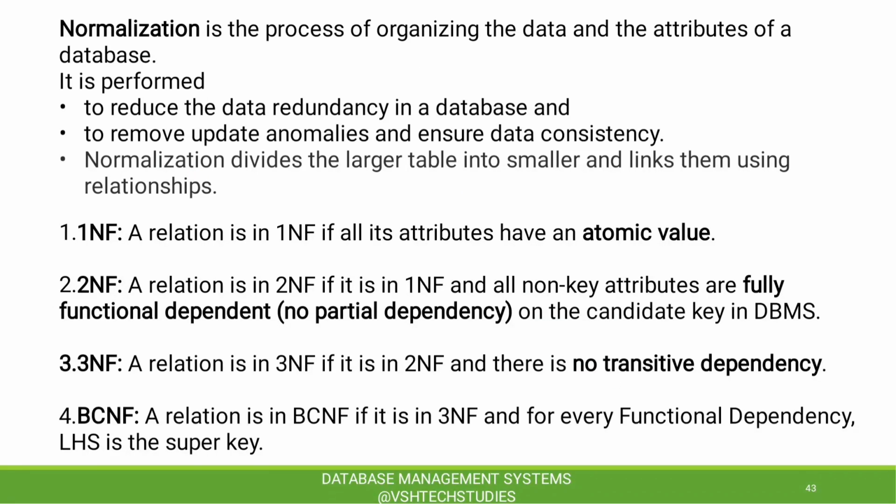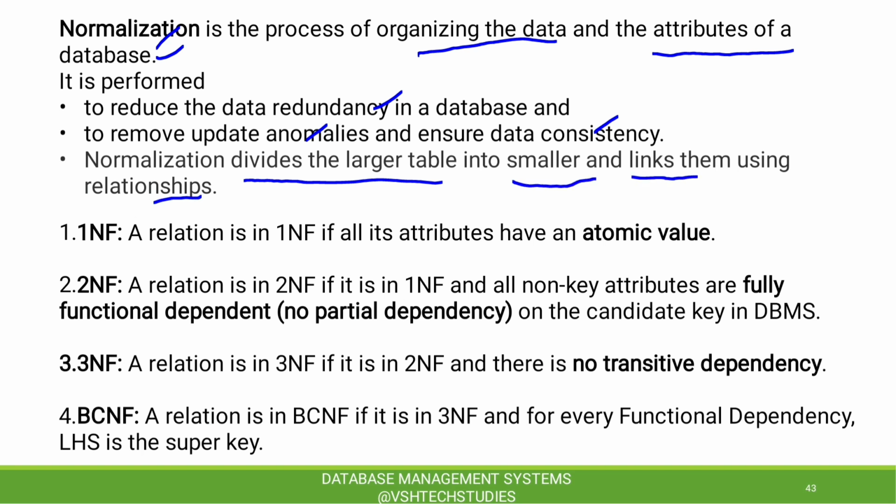So first let us know what is normalization. Normalization is the process of organizing the data and the attributes of a database. It is performed to reduce the data redundancy in a database, to remove update anomalies and ensure data consistency. Normalization divides larger tables or relations into smaller ones and links them using relationships.